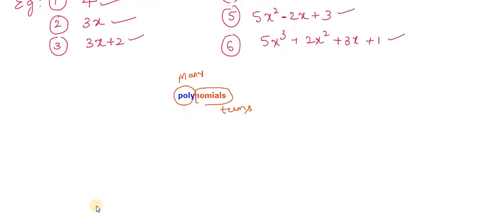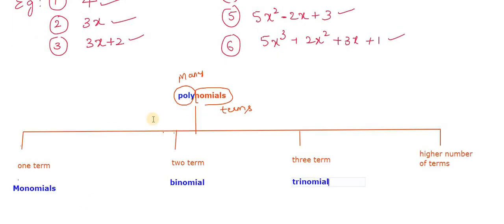There are different types of polynomials. A polynomial may have one term, two terms, three terms, or a higher number of terms, but all of these come under the category, or group, of polynomials. They have given special names for these. An algebraic expression with one term is known as a monomial. With two terms, a binomial. With three terms, a trinomial.